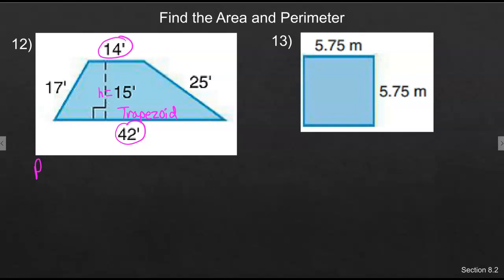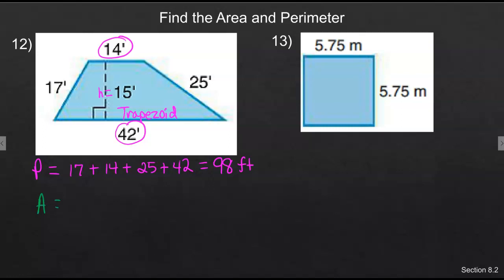If we're going to find perimeter, we don't need the height, we just need all the sides, so 17, 14, 25, and 42. And I have a perimeter of 98 feet. And then we're going to find our area.